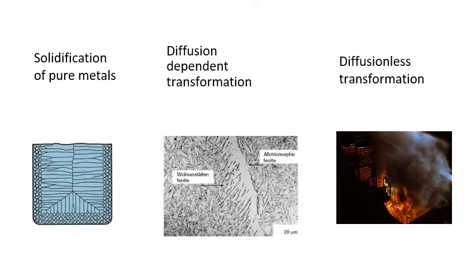Another group is diffusion-dependent transformation, where there is some alteration in phase composition and often in the number of phases present. An example includes a eutectoid reaction. The third kind of transformation is diffusionless, wherein a metastable phase is produced. An example is rapid T-quenching to trap metastable phases.